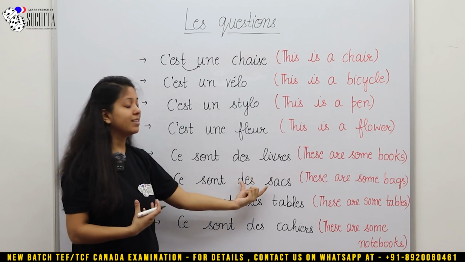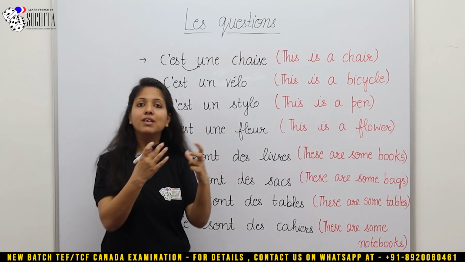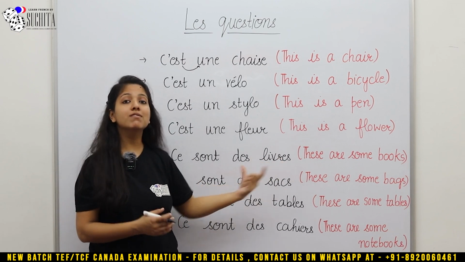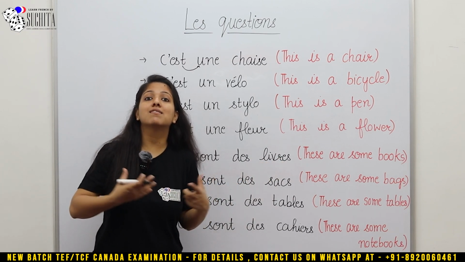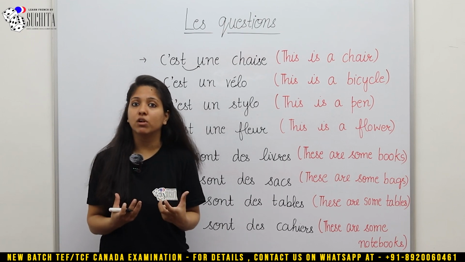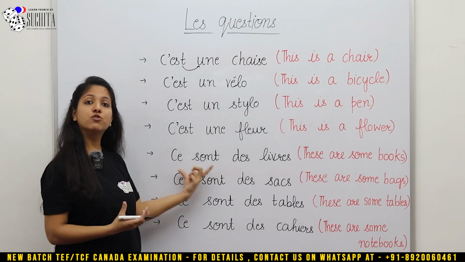Des livres, des sacs, des tables, all these are plural nouns. Now, for plurals, of course, you cannot say this is some tables. You will have to say these are some tables. So you need something plural. For plural, you use ce sont.